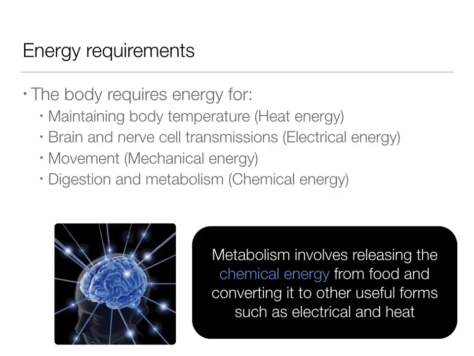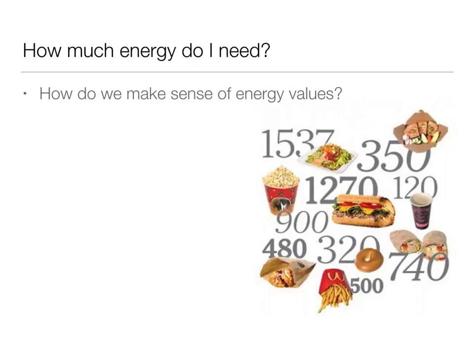So, metabolism involves releasing the chemical energy available from food and converting it to other useful forms, such as electricity and heat. So how do we make sense of all of these energy values? How much energy do you actually need?